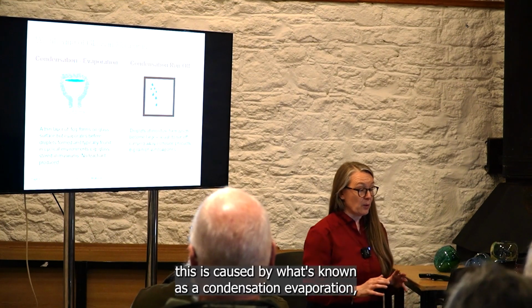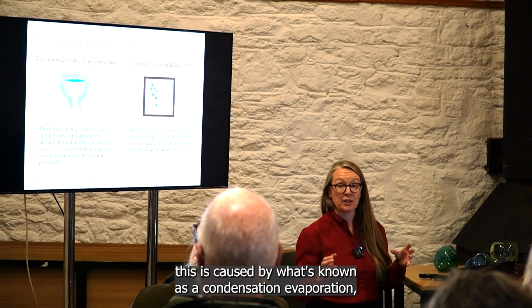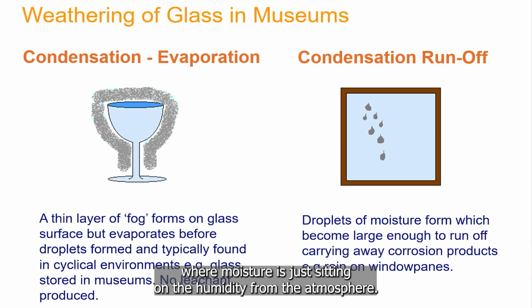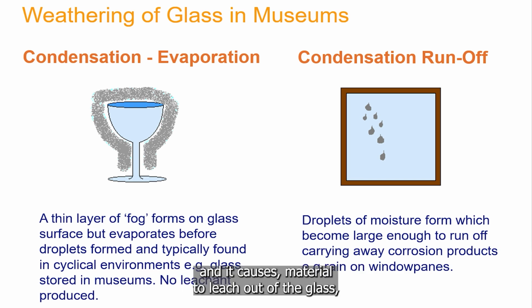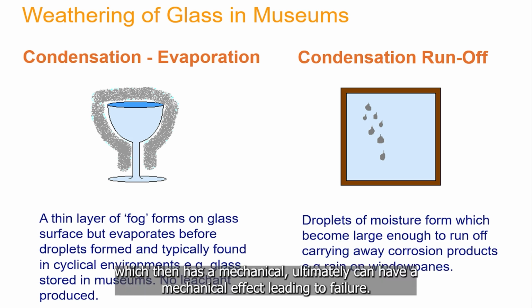This is caused by what's known as condensation evaporation, where moisture from the humidity of the atmosphere in which these objects are stored is just sitting on the surface of the objects, and it causes material to leach out of the glass, which ultimately can have a mechanical effect leading to failure.